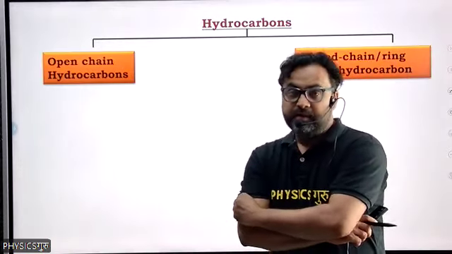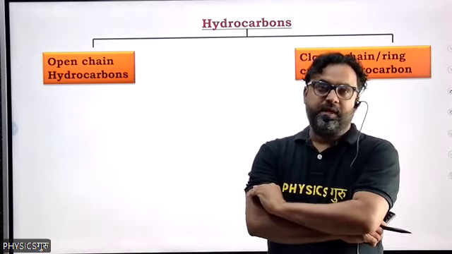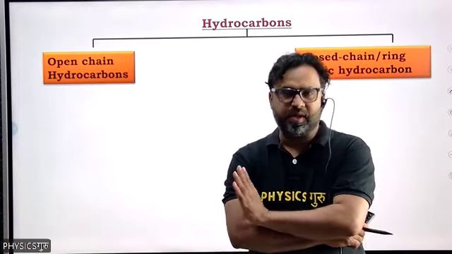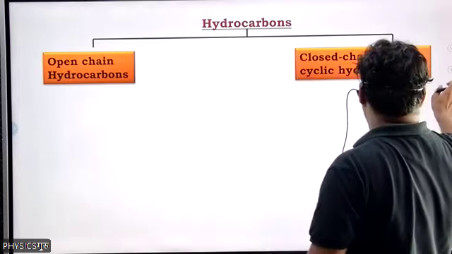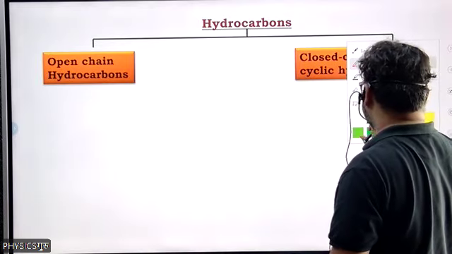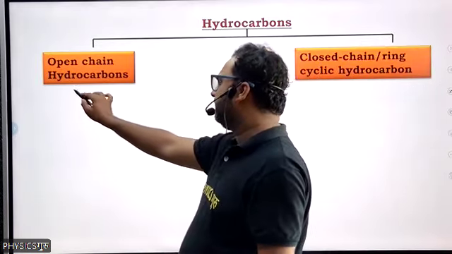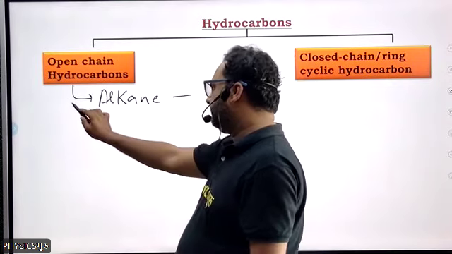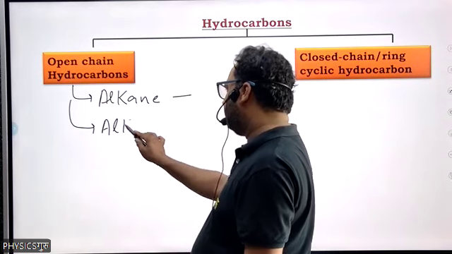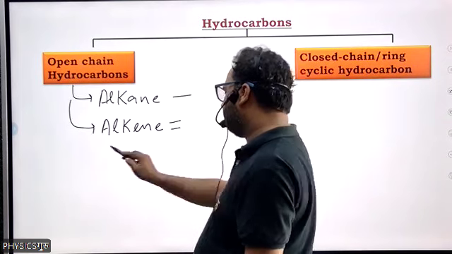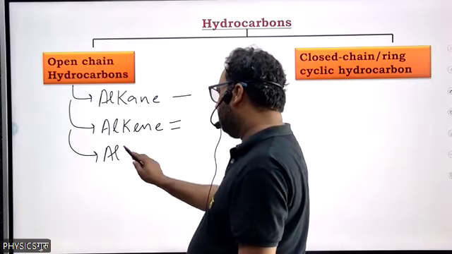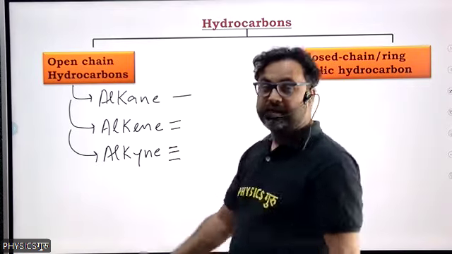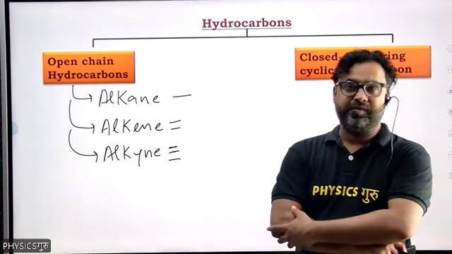Now see, when we talk about hydrocarbons, hydrocarbons are classified as open chain hydrocarbon and closed chain hydrocarbon. Open chain hydrocarbon we have already discussed. The first one is alkane, single bond. Then we have alkene, double bond, and we have alkyne. Alkyne means triple bond. Alkane we have single bond, alkene double bond, alkyne we have triple bond.